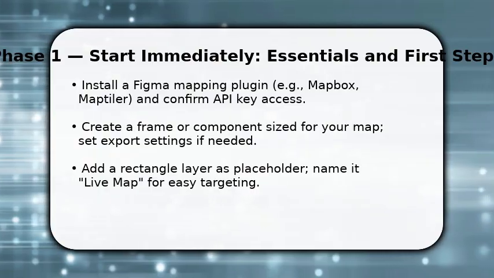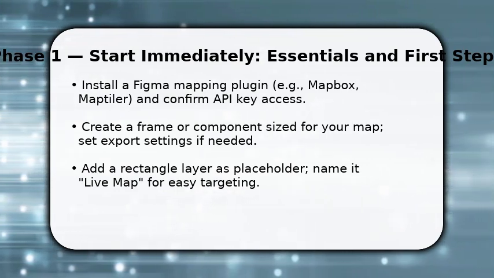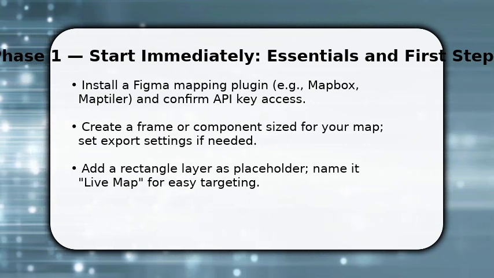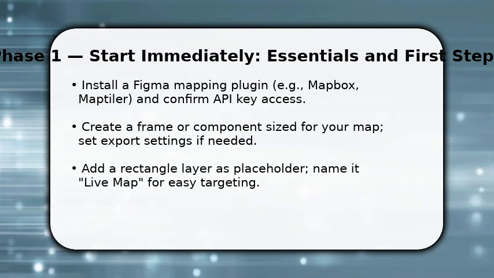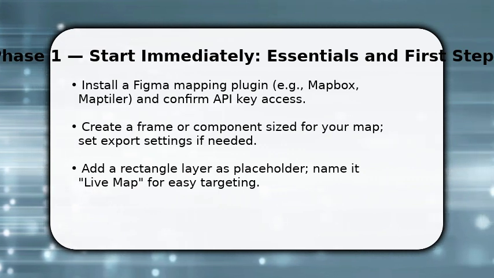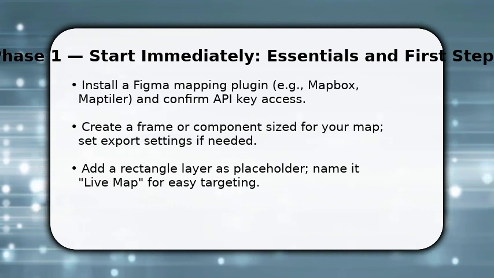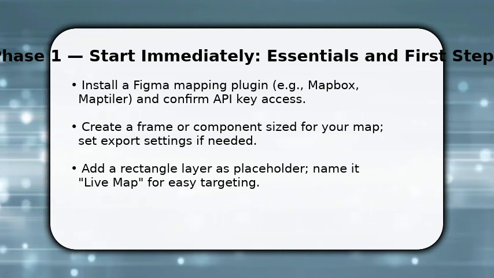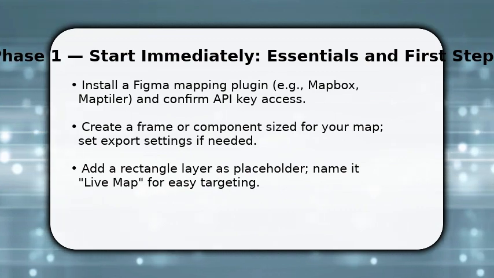You begin by getting the mapping plugin and API key ready, because plugins control live tiles and interactions. Open your Figma file and create a frame sized to your layout. This makes placement predictable. Once done, draw a rectangle and name it Live Map so the plugin can target it automatically. Make sure to set the rectangle's fill to none. The plugin will replace it with dynamic map layers. This first step speeds up later adjustments and avoids layout jumps when the live map loads.